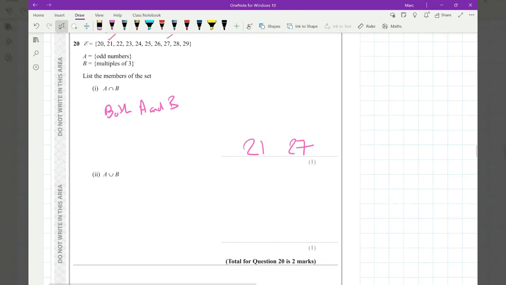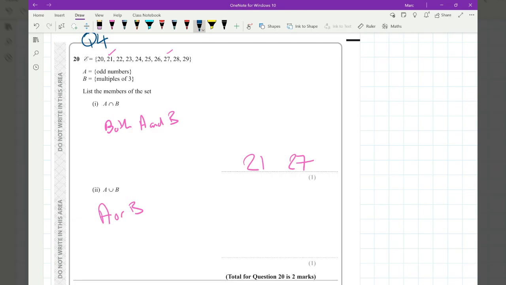A union B means A or it's in B, or it can be both, whatever you want. So I'm just going to change the color of my pen. So we'll just put that tick there to indicate it. 20 is not a multiple of 3, nor is it an odd number, but we've got yes, no, yep, that's odd. That's a multiple of 3. That's odd, not a multiple of 3. That's both. And then 29. So we should have 21, 23, 24, 25, 27, and 29.